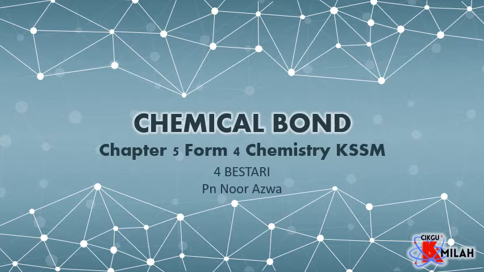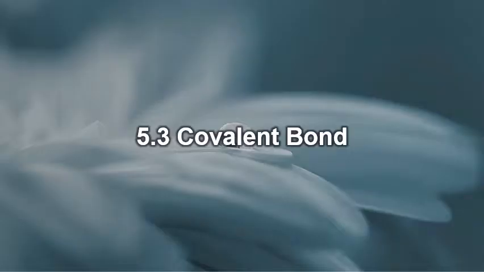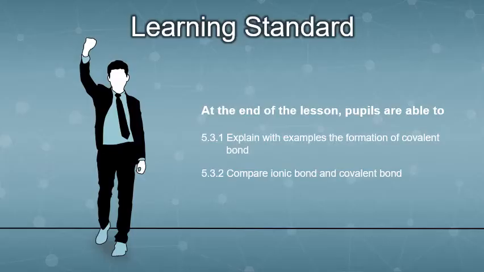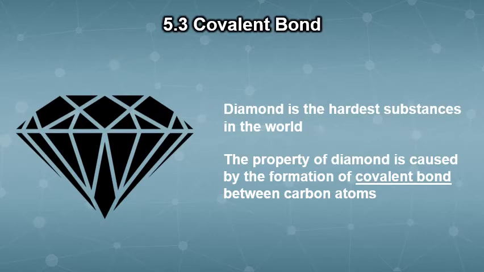Okay, so we will continue our lesson in chapter 5, chemical bond, and our subtopic for today is 5.3, covalent bond. As you can see in the picture, there's a diamond. A diamond is the hardest substance in the world. The property of diamond is caused by the formation of covalent bond between carbon atoms.